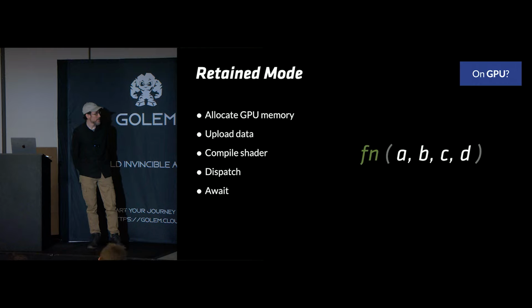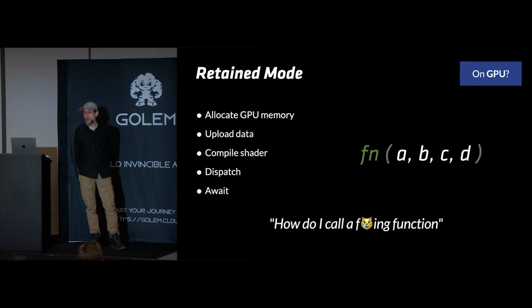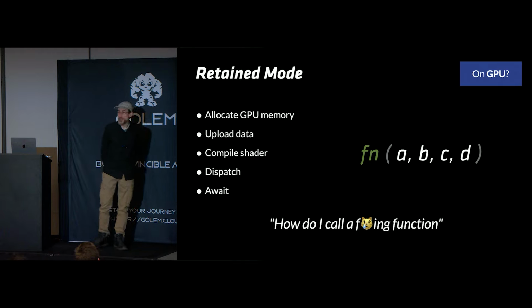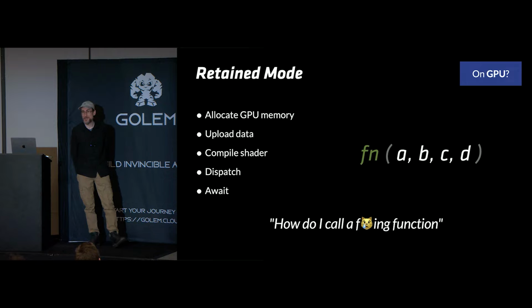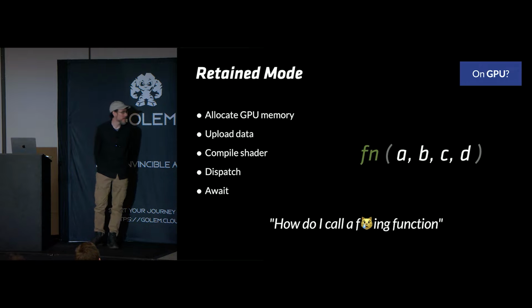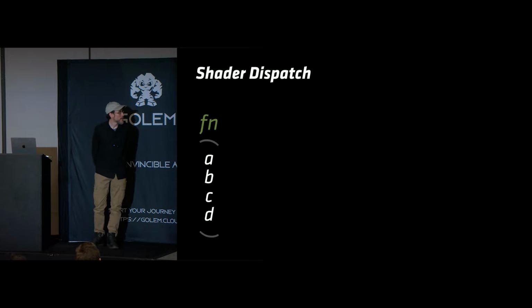So it's async. And you might think that that's the problem. How do I call a friendly function? But it's not actually. This is not the problem at all. I can deal with async. The web knows how to deal with async. It's not a problem. It's very different. It's about the shader dispatch.